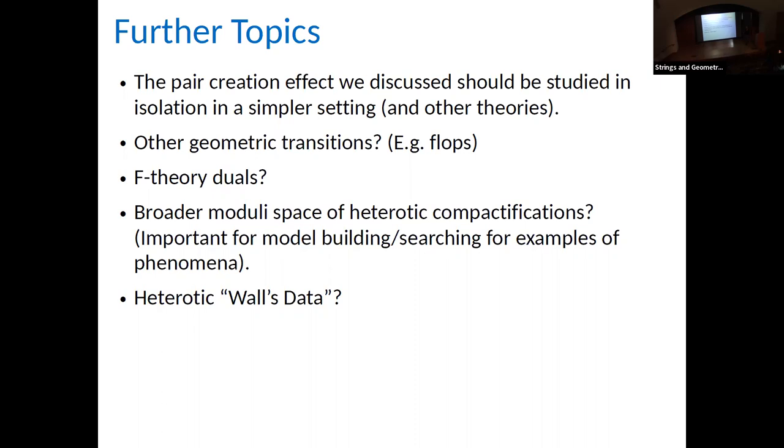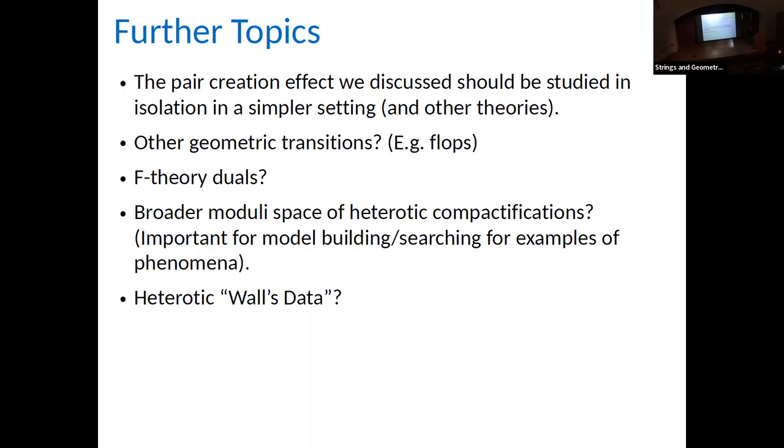And most importantly, from my point of view, this is giving us some sort of hint about a much broader moduli space of heterotic compactifications. If you could really argue that these are effectively smooth transitions across this conifold, this means that the heterotic moduli space could have quite a rich structure across the whole Calabi-Yau network that I showed on the first slide.